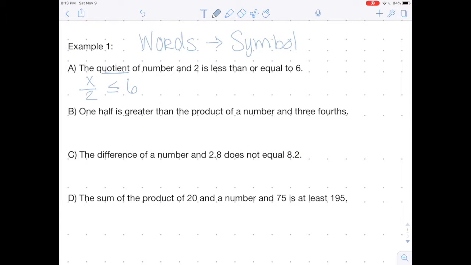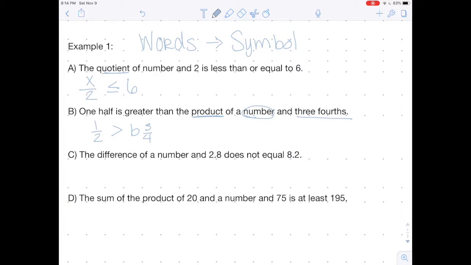Let's look at B. 1/2 is greater than the product of a number and 3/4. So 1/2 is greater than the product of a number and 3/4. Product means multiply. So we've got a number here. We don't know what. Let's use B this time. Product of a number and 3/4. So B times 3/4. And there you are.